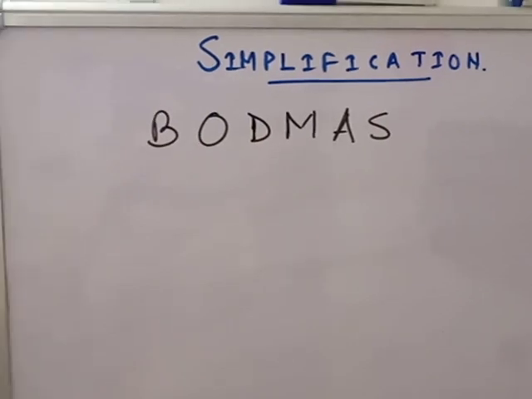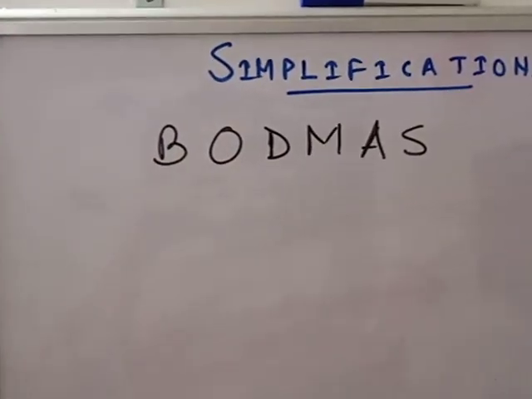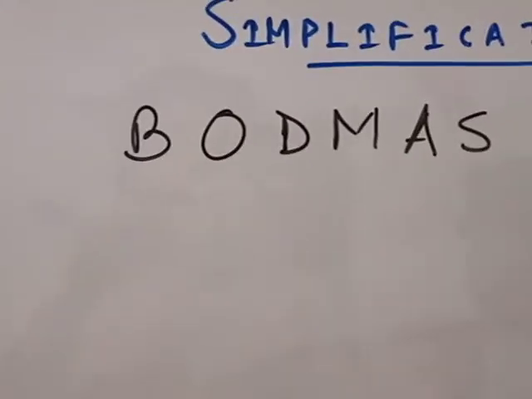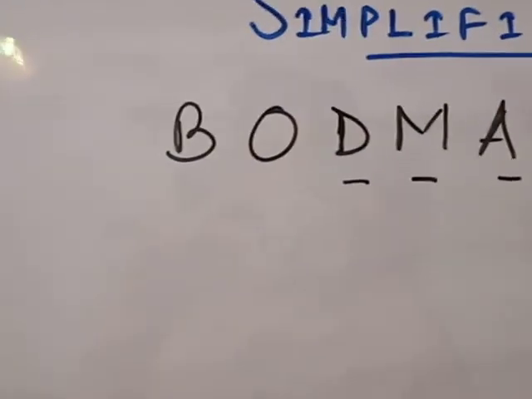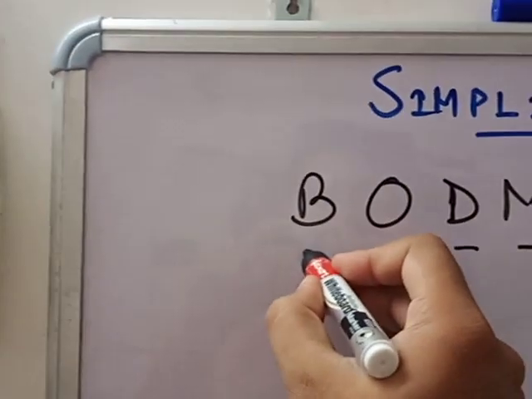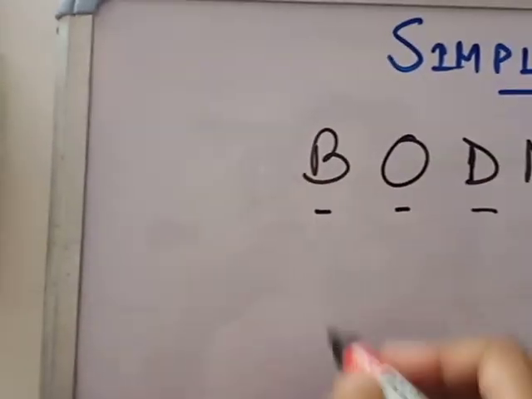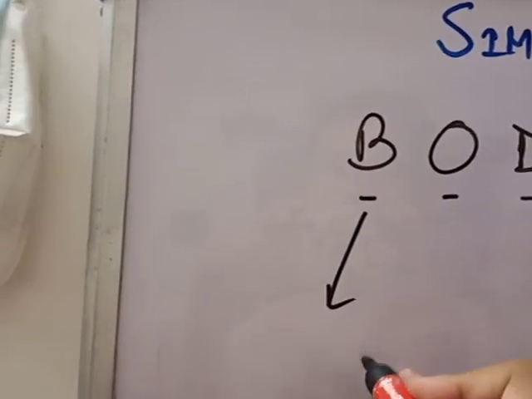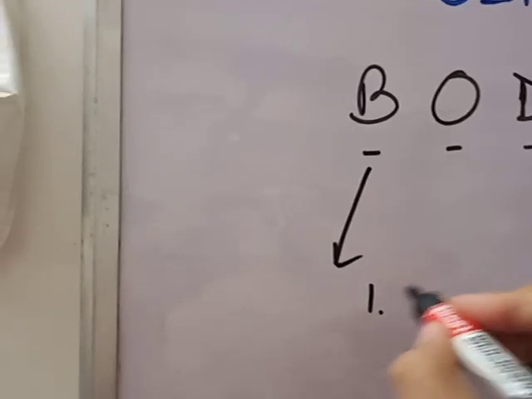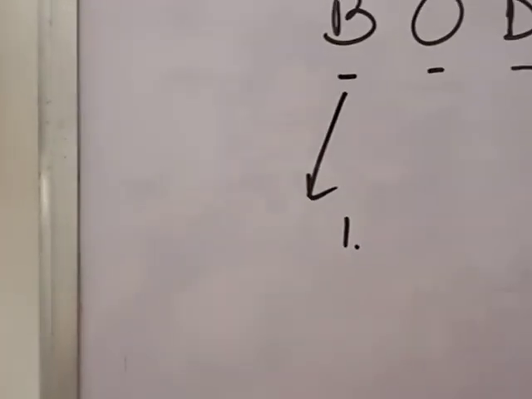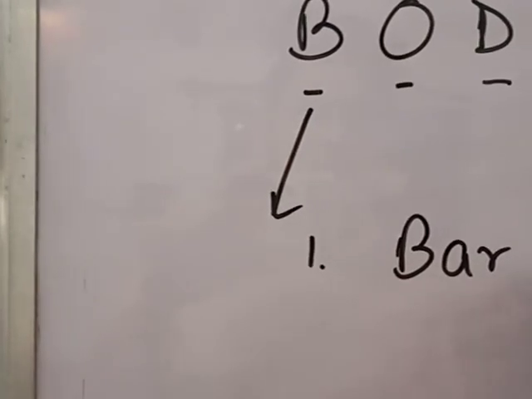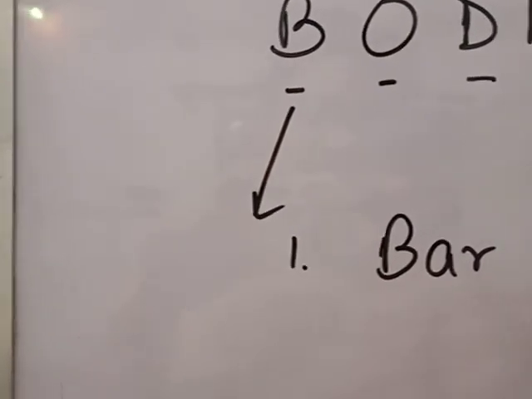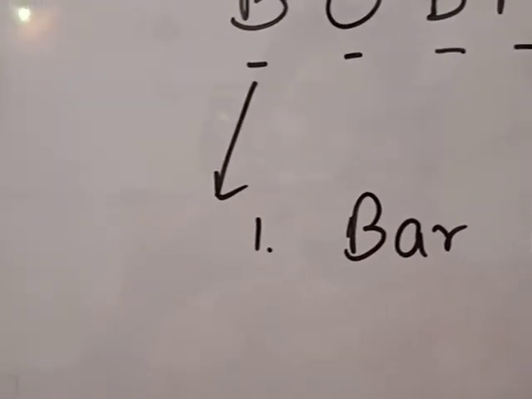Now we are introducing the Bodmas rule. So what is the Bodmas rule? Previously we already discussed division, multiplication, addition and subtraction. Now we introduce brackets and off. So what are the brackets? 3 brackets are there. Number 1, that is bar, is also a bracket. So bar, the sign is like that.